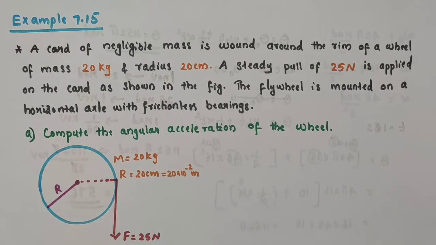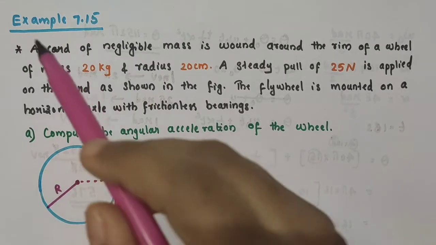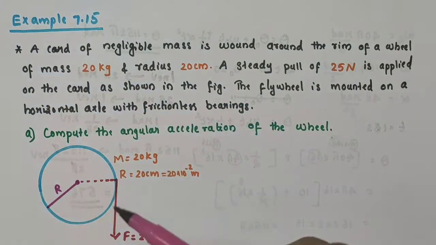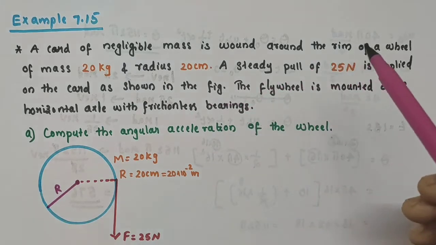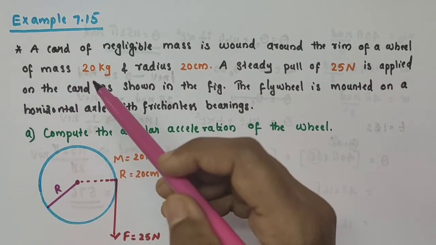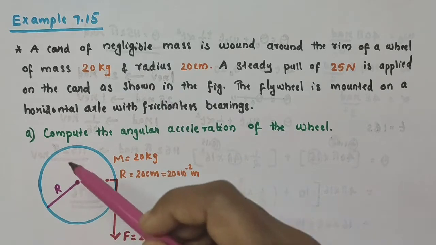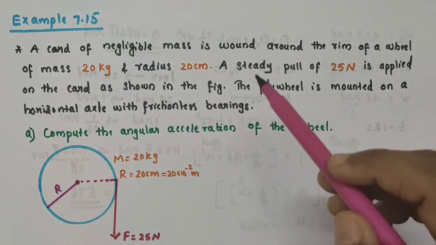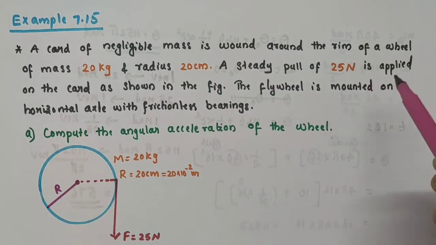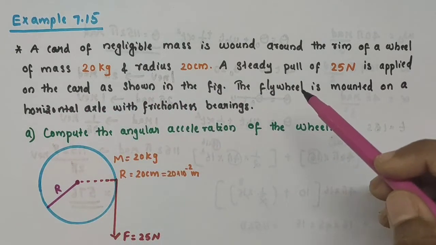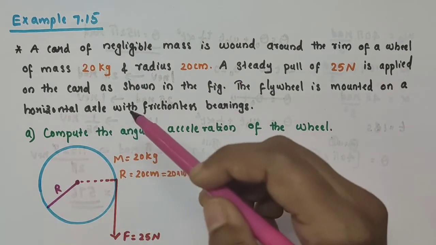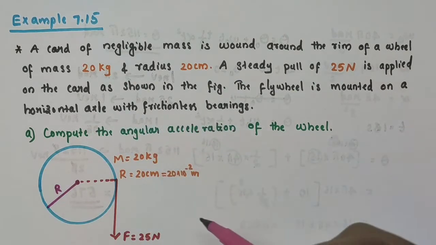Hello everyone. In this video, we are going to discuss example 7.15 from chapter 7, Systems of Particles and Rotational Motion, of class 11 Physics. The question is: a cord of negligible mass is wound around the rim of a wheel of mass 20 kg and radius 20 cm. A steady pull of 25 Newton is applied on the cord as shown in the figure. The flywheel is mounted on a horizontal axle with frictionless bearings.